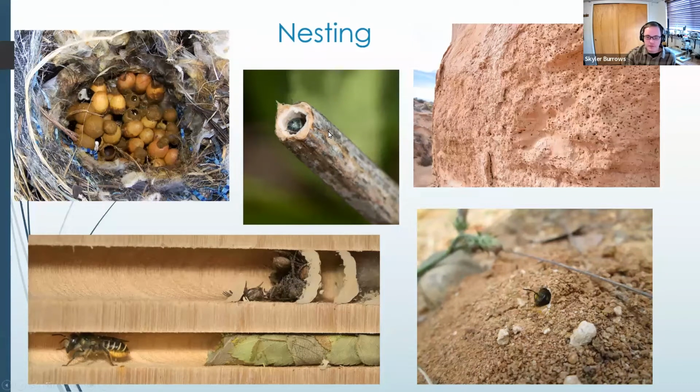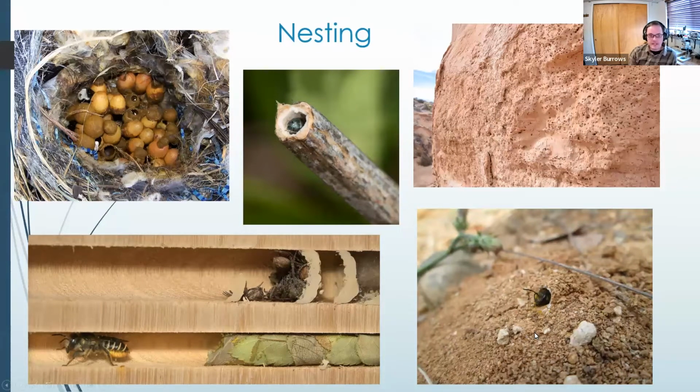This is more what you see: a single female going in, creating a nest cell, provisioning it with pollen, and then leaving them for the next year. A really large amount of bees also nest in rocks or holes in rocks or the ground.